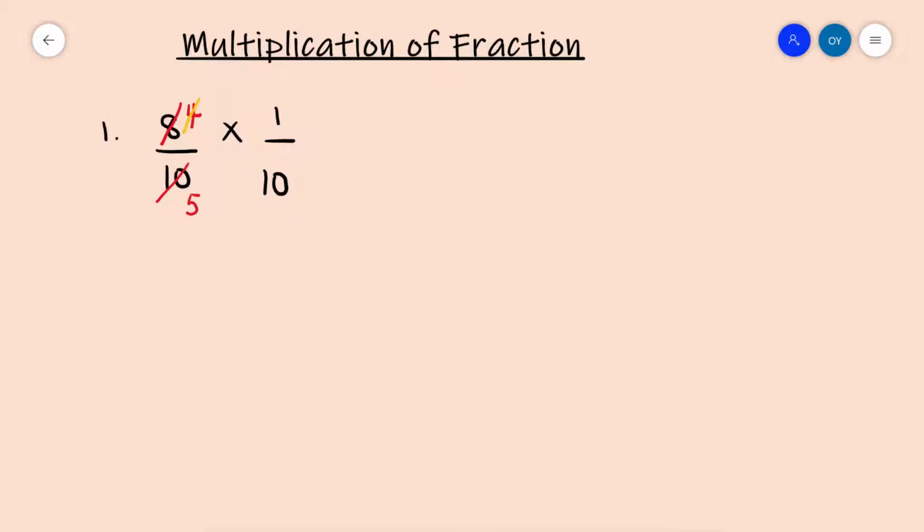Also, between 4 and 10, which is across, the greatest common factor is 2. 4 divided by 2 is 2, 10 divided by 2 is 5. So what we have left over is 2 over 5 multiplied by 1 over 5. Now we see nothing can divide across or at the top and at the bottom. So we have 2 over 25, which is the final answer.